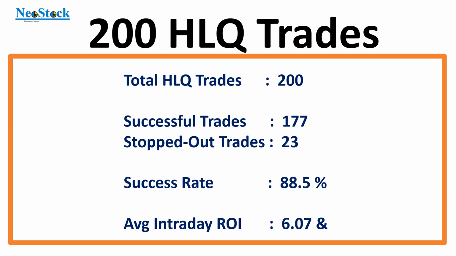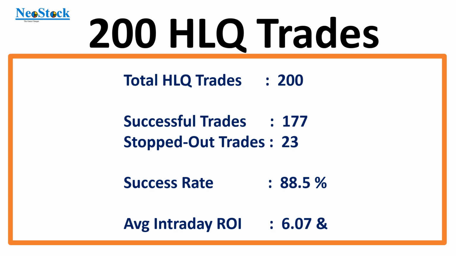And for all these 200 high liquidity zones, the average intraday ROI, that is, within the intraday how much profit we got, is what we've been tracking each day during our analysis discussion. During the intraday, each trade is giving an average of 6.1% ROI. 6.07 is close to 6.1%.